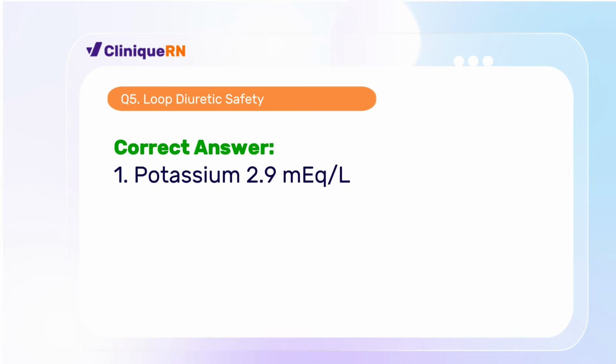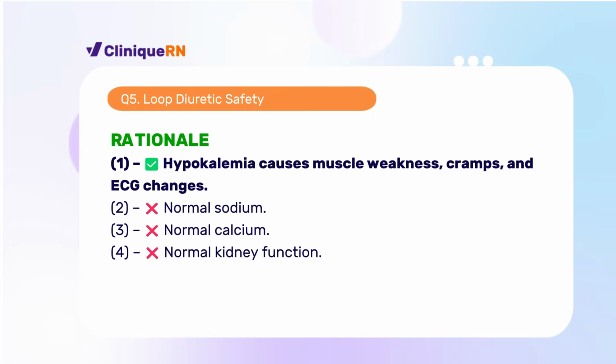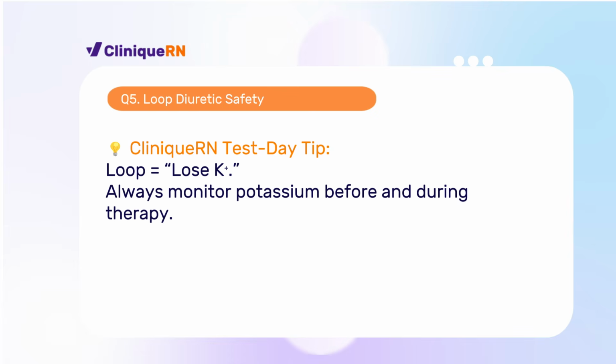The correct answer is 1. Potassium 2.9 milliequivalents per liter. Detailed rationale. 1. Hypokalemia causes muscle weakness, cramps, and ECG changes. 2. Normal sodium. 3. Normal calcium. 4. Normal kidney function. CliniqueRN Test-Day tip. Loop means lose K+. Always monitor potassium before and during therapy.